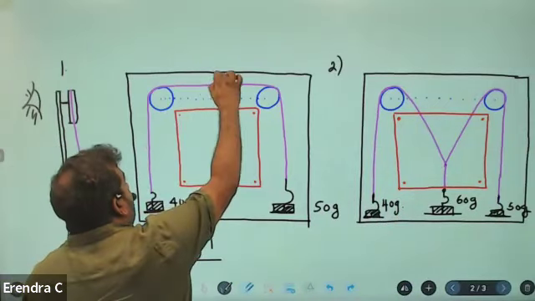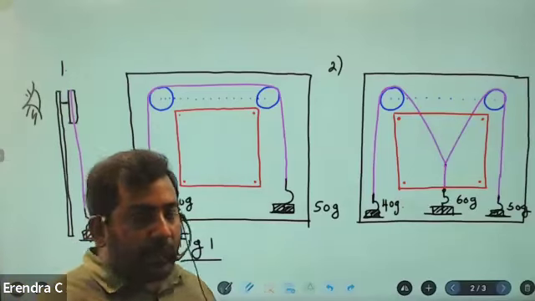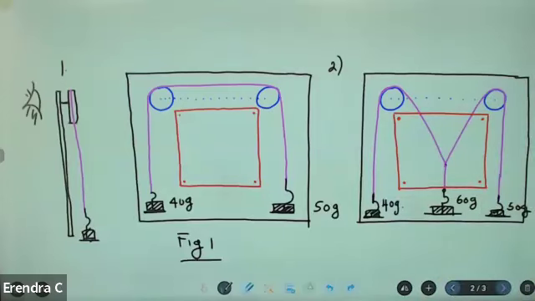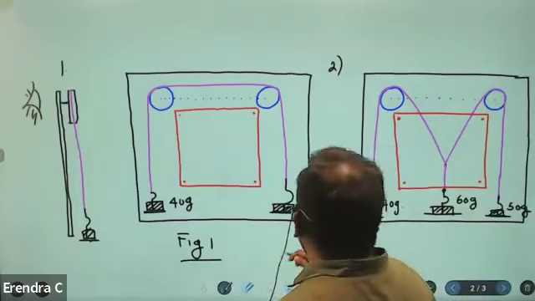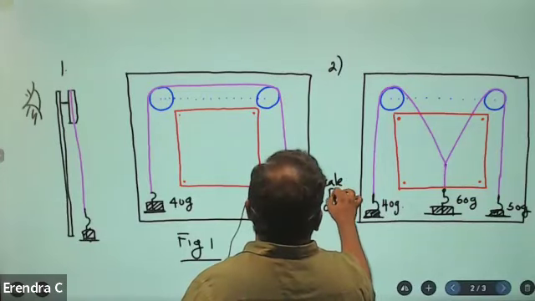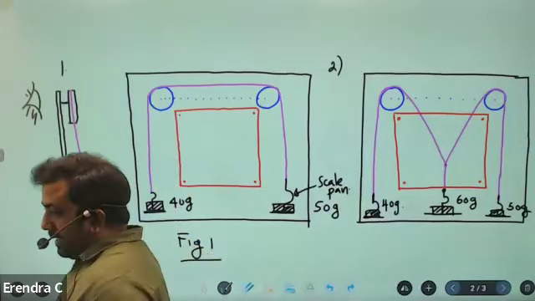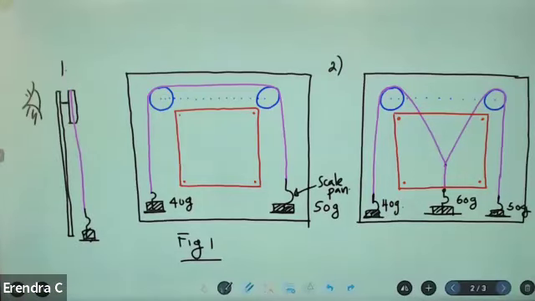We then pass a light string over the pulleys and hang two weights such that the total weight with the scale pan is 40 grams and 50 grams respectively.